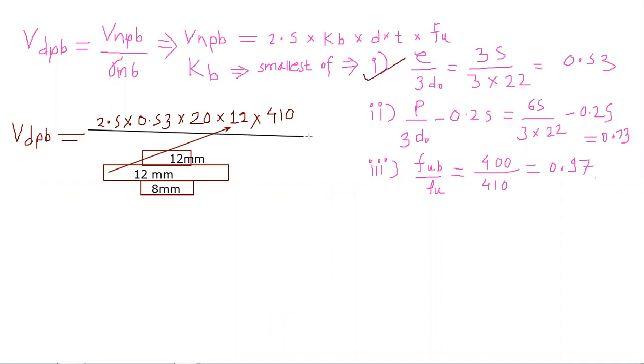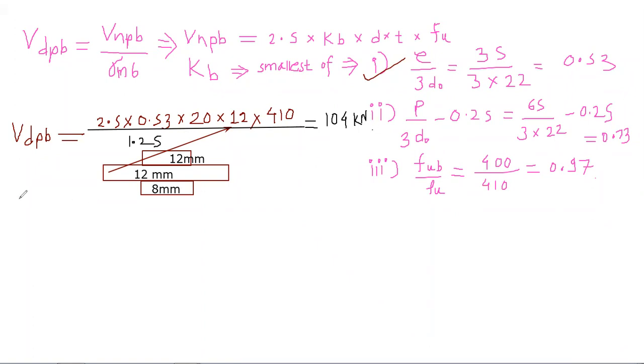divided by gamma mb, which is 1.25. That is the partial factor of safety. So this value comes out to be 104 kilonewton, near about. You can get it on your calculator.